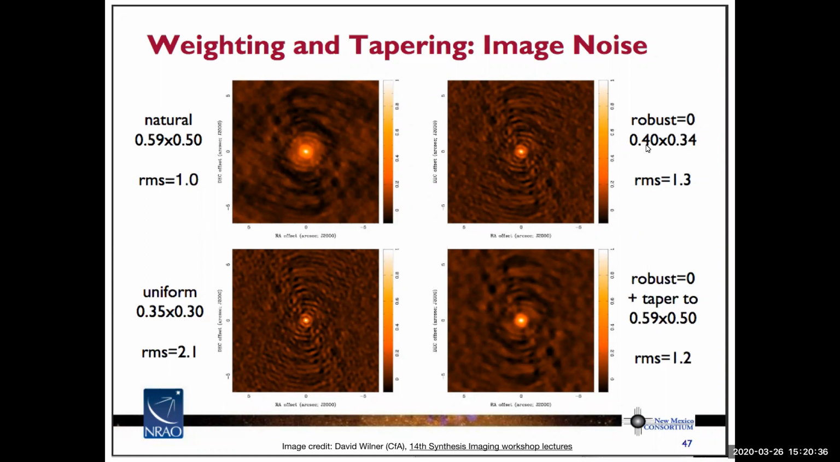For robust equals 0, which is in between these two, you get most of the improved resolution from the uniform, and you get most of the improved noise from the natural, but it's not as good at either as a more pure weighting scheme. And if you take the robust weighting and apply a taper to it, they've tapered it deliberately down to the same resolution as the natural image. The RMS isn't as good, but you can see in the image that the side lobes are better controlled, and so you get a better sense of what the source actually looks like, and it beats down the structure and the noise a little bit more.